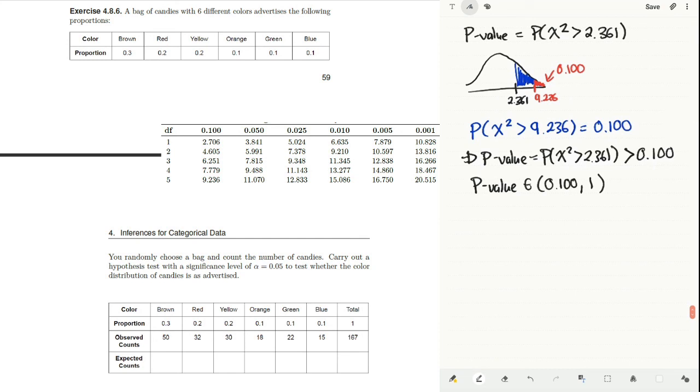So now let's compare our p-value to the significance level. Our significance level is 0.05, and observe that our p-value, which is between 0.1 and 1, is larger than the significance level. And since our p-value is larger than the significance level, we fail to reject the null hypothesis.